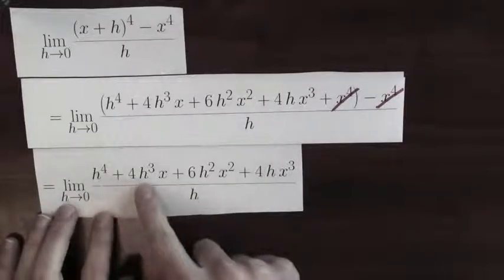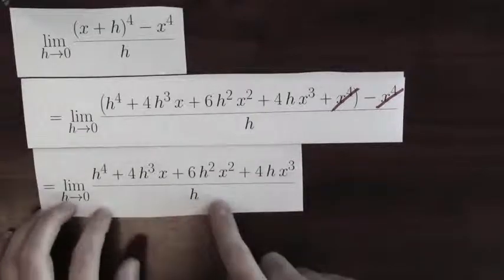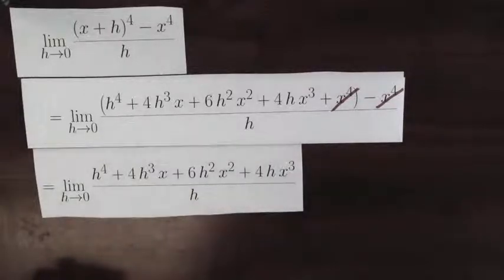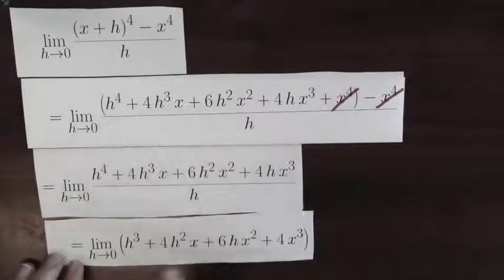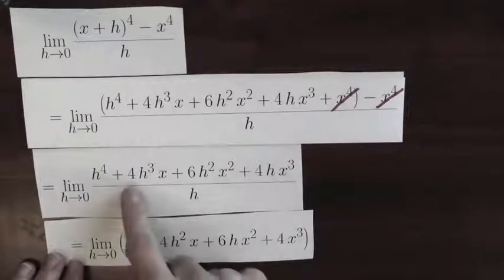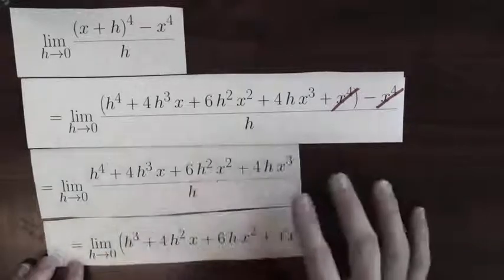h to the 4th plus 4h cubed x plus 6h squared x squared plus 4hx cubed, still all over h. But more good news. Every single term up in the numerator here has an h in it. So I can cancel those h's without affecting the limit. And this limit is the same as the limit of h cubed plus 4h squared x plus 6hx squared plus 4x cubed. Why? Well, look, h to the 4th over h gives me the h cubed. 4h cubed x over h gives me the 4h squared x, and so forth.